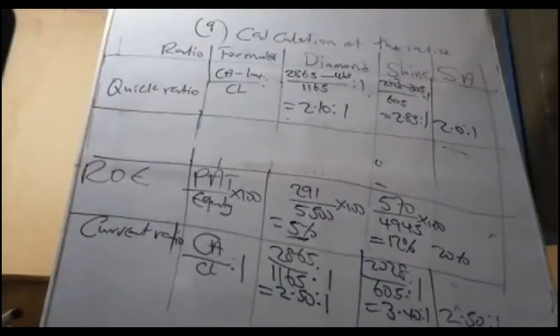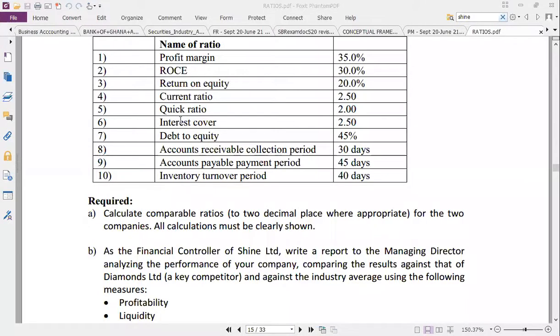Then we go to the next ratio on the list. The next ratio is interest cover, so that means we've entered into gearing. These two are gearing. The last 3 are efficiency. These 2 are liquidity. The first 3 are profitability. Liquidity 2, gearing 2, efficiency 3. You are done.